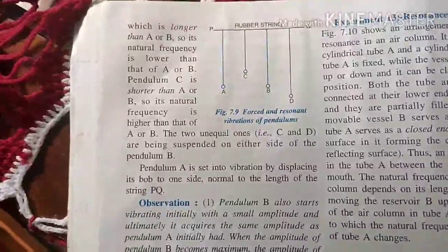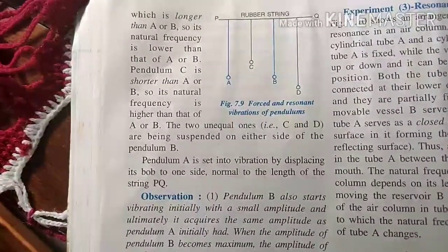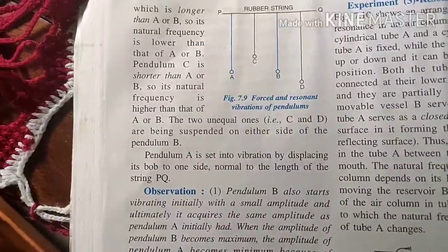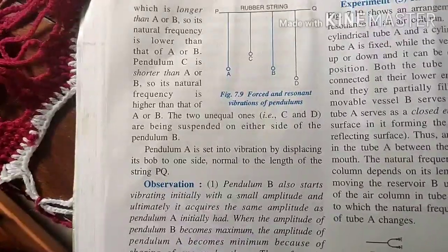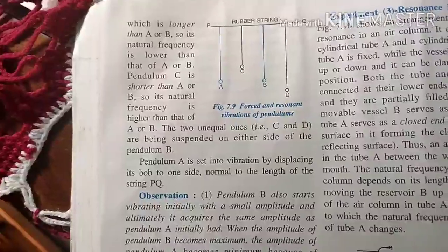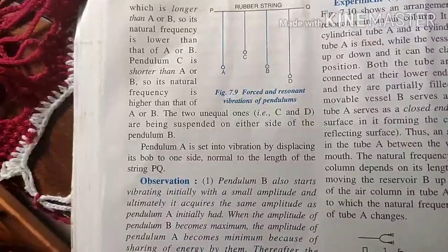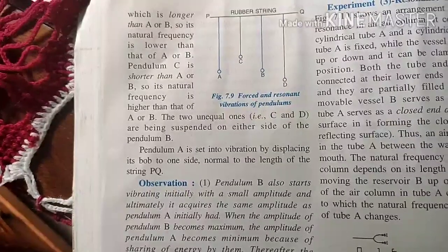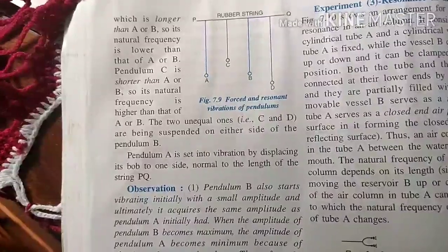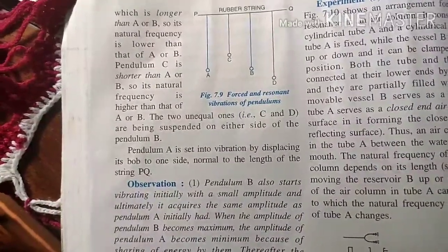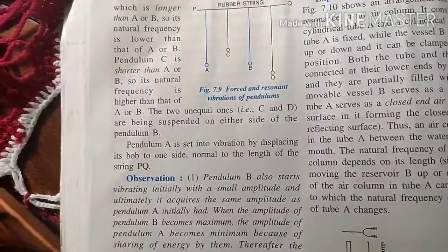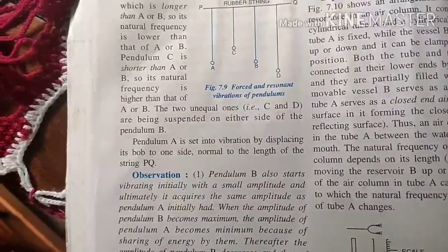Now what do we do? We take the pendulum A and set it into vibrations by displacing its path. Once pendulum A starts vibrating, what we observe is that pendulum B also starts vibrating, with small amplitude at first. After some time it acquires the same amplitude as A.